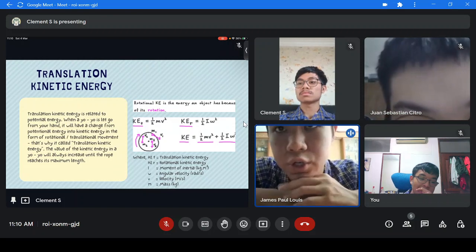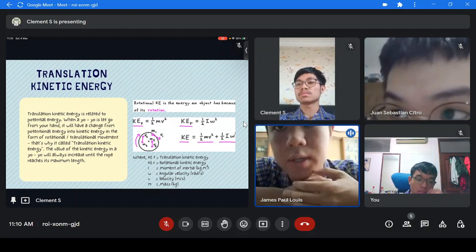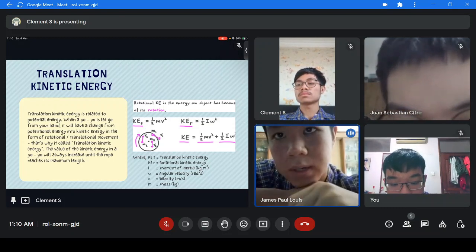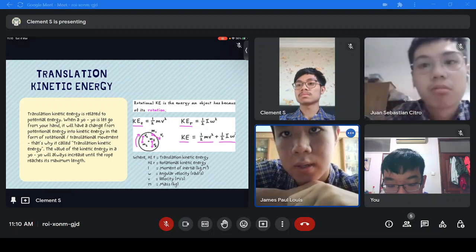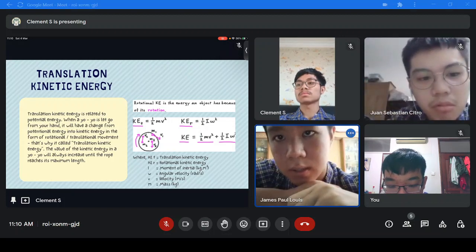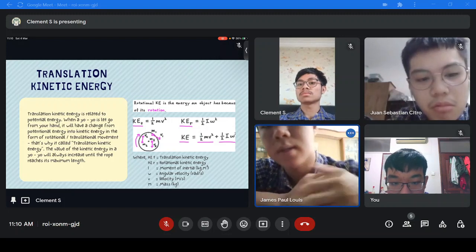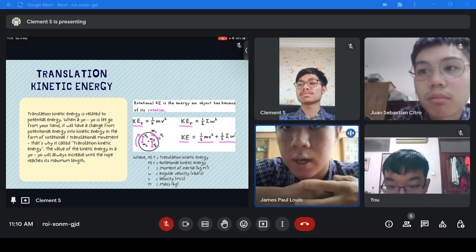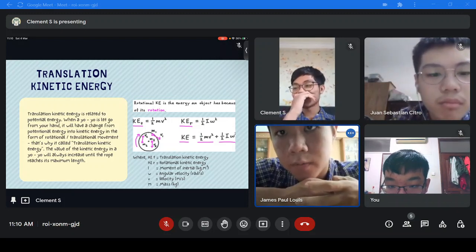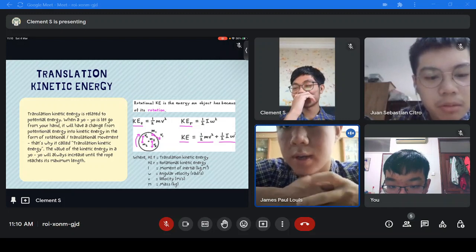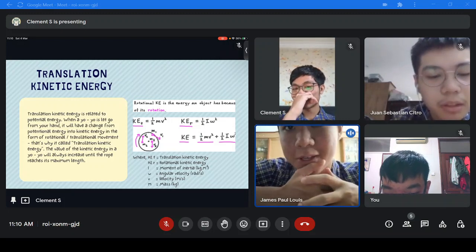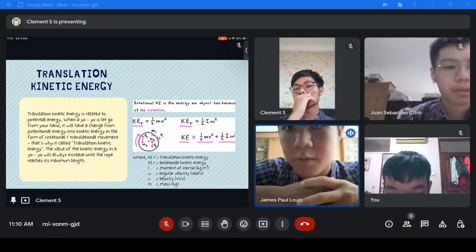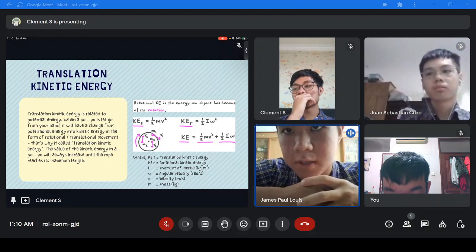Translation kinetic energy. Rotational kinetic energy is the energy an object has because of its rotation. This is the kinetic energy formula. Translation kinetic energy equals half times mass times velocity squared. Rotational kinetic energy equals half times moments of inertia times angular velocity squared.